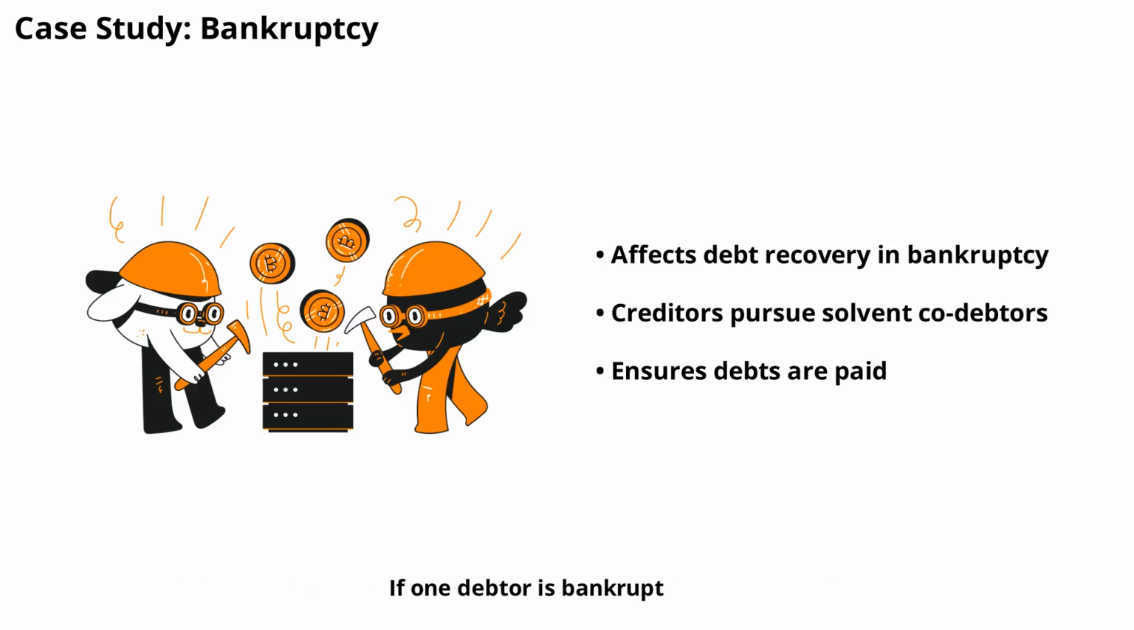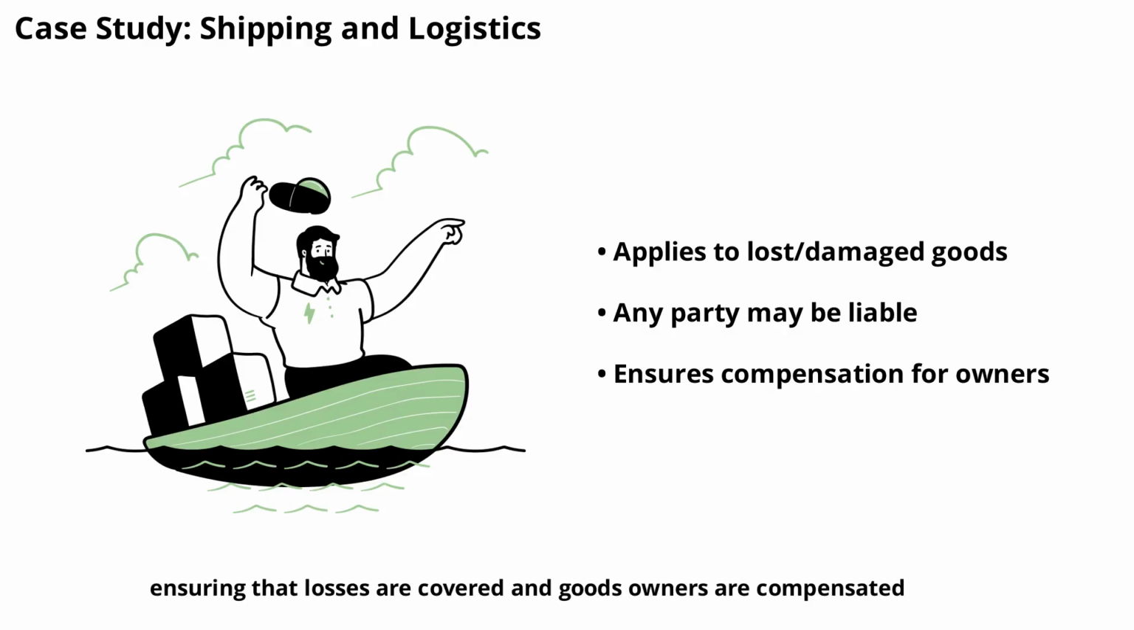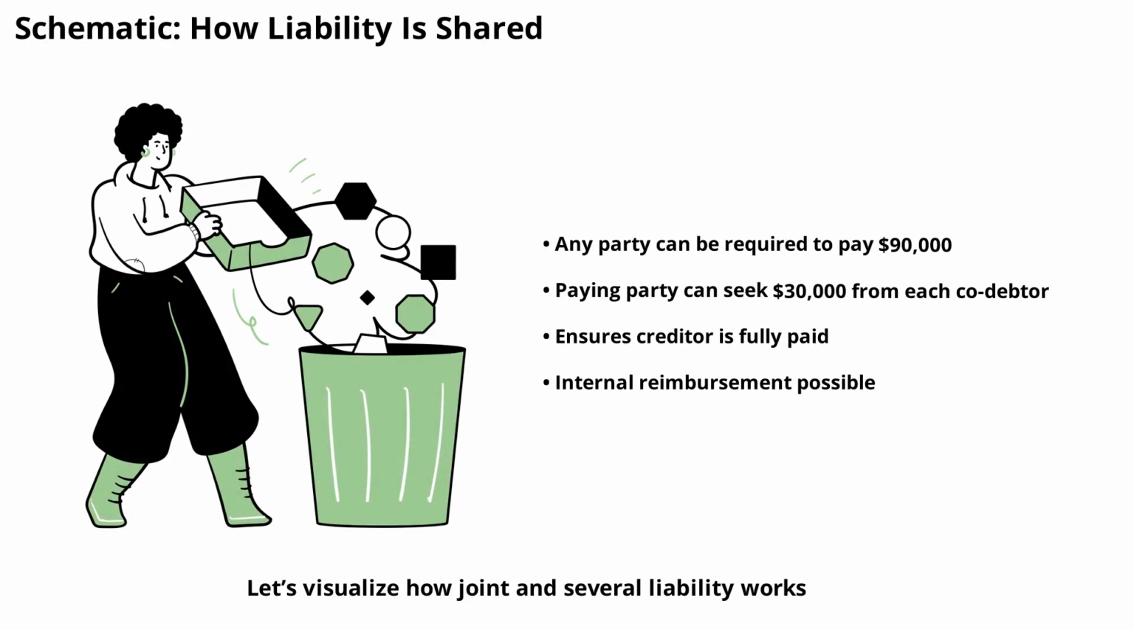If one debtor is bankrupt, creditors can pursue the others for the full amount. This ensures that debts are paid, but can increase the burden on solvent co-debtors. In shipping and logistics, joint and several liability can apply to carriers, shippers, and consignees for lost or damaged goods. Any one party may be held responsible for the full value, ensuring that losses are covered and goods owners are compensated. Let's visualize how joint and several liability works.